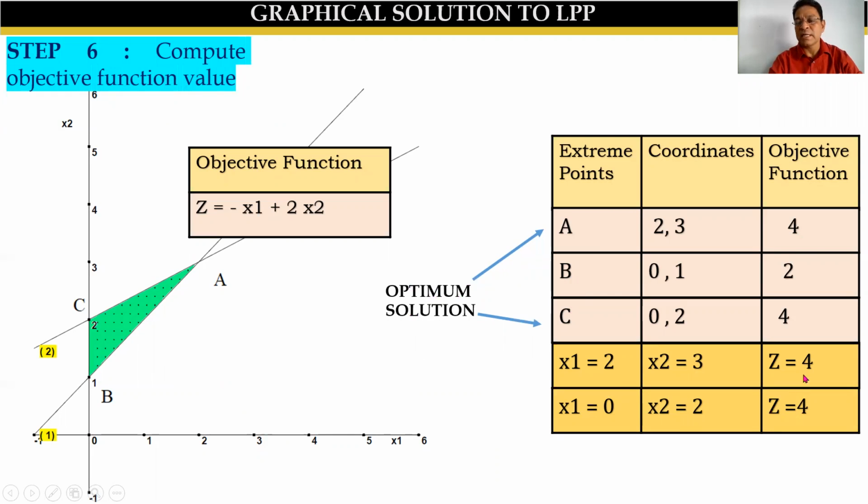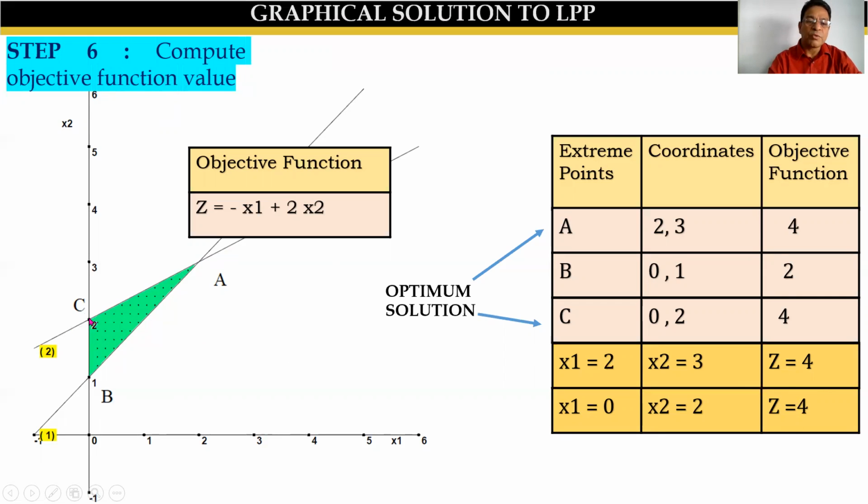So both these answers are giving us the same values. For example, this is the number of tables to be produced and this is the number of chairs to be produced. So if you produce 2 tables and 3 chairs, then you will get the value of Z is equal to 4. Or if you produce 0 tables and 2 chairs, then also you are going to get the value of Z is equal to 4. And that was what was told to us by the objective function line, which was lying on this line AC. So it means that any point here on AC will give us the value of Z is equal to 4.